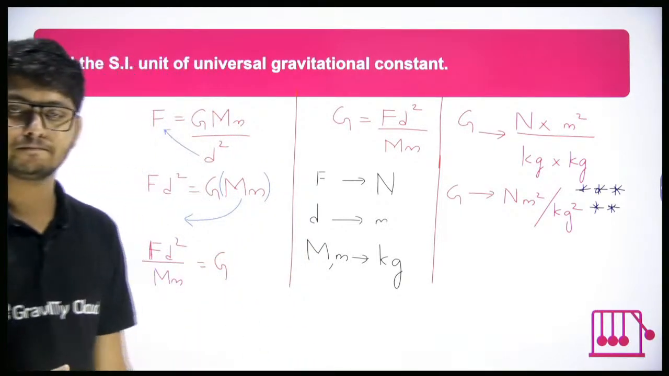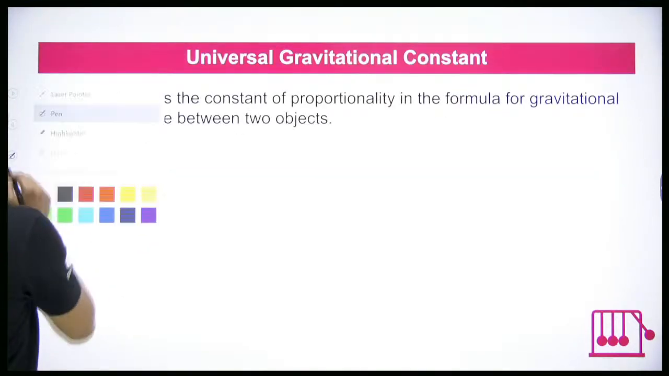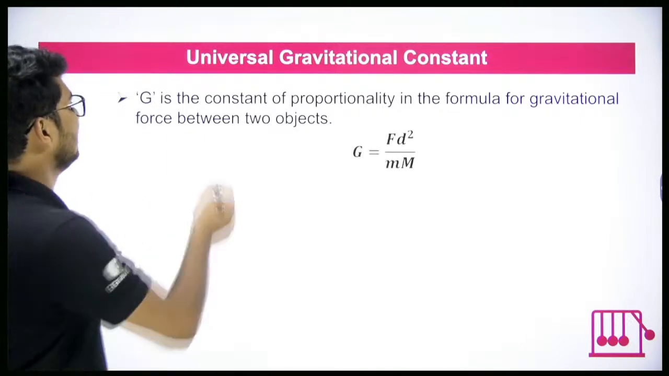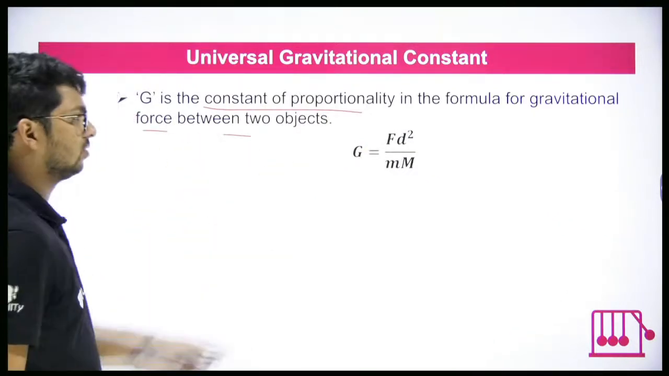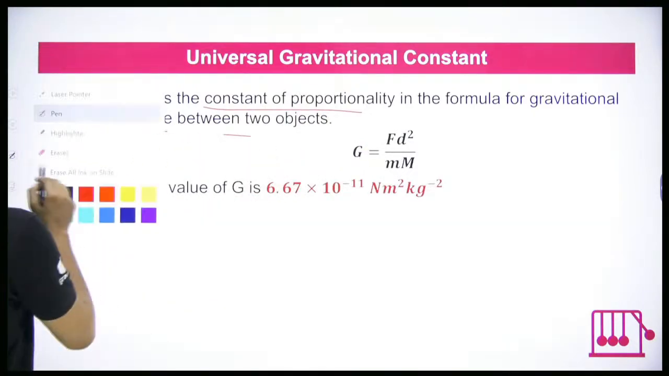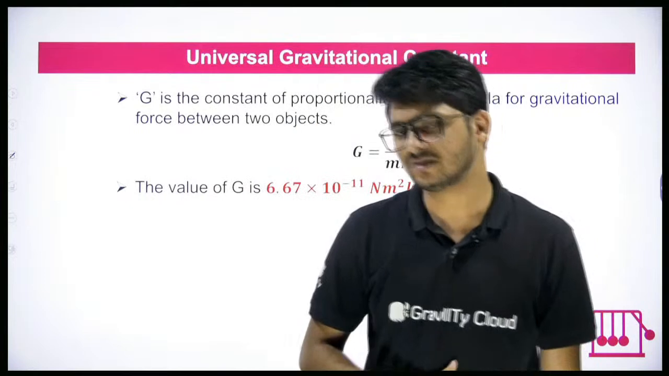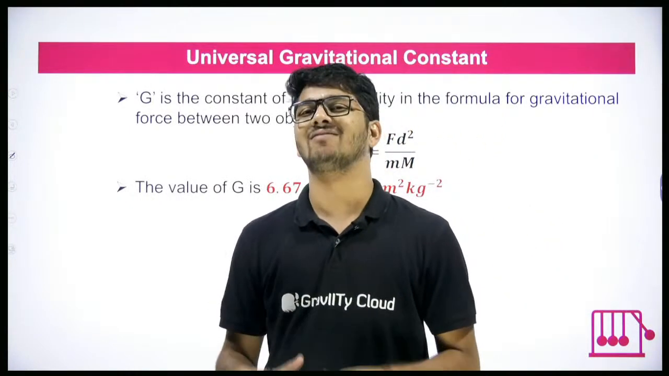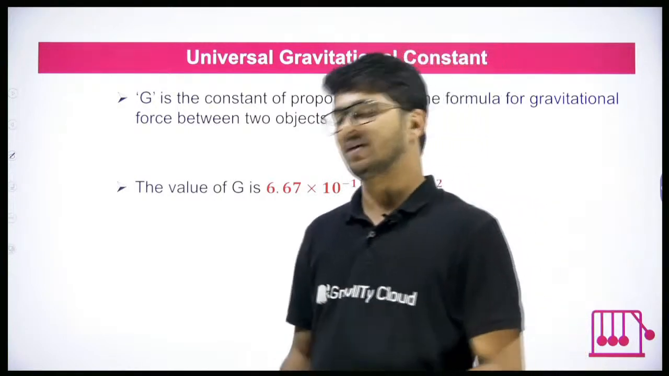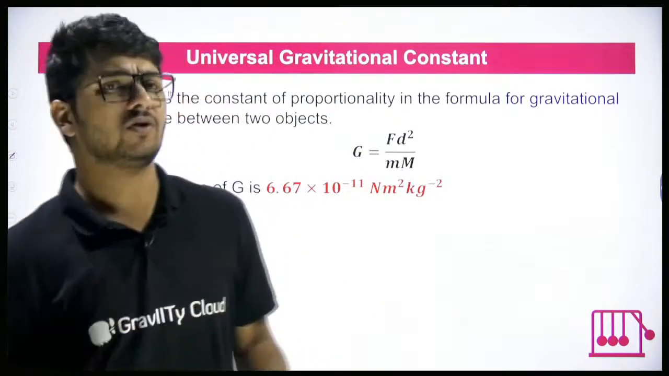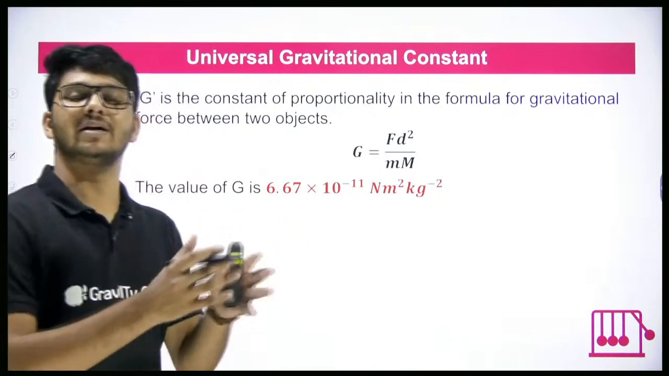Okay? Good? Easy? Yes. So universal gravitational constant, that's what we are talking about. G is the constant of proportionality in the formula for gravitational force between two objects. Now its value, as I told, is a constant, so it will have only one value. What is its value? How can we find it? There are experiments to do it. People have done experiments and from experiments we got the value of capital G. For now we are not going into the experiment part. We'll just remember the value.